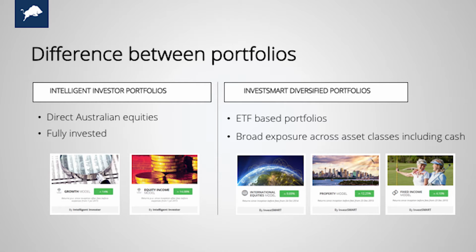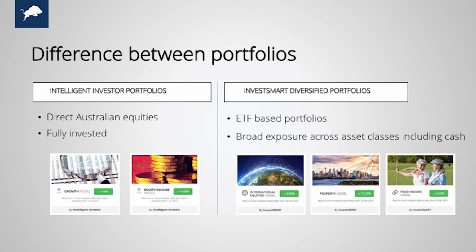With the Intelligent Investor portfolios, these are hand-picked stocks. They're direct Australian equities, and the portfolios typically are fully invested. By fully invested, I mean you'll generally speaking be holding around 95 to 97% equities. So you've a highly concentrated portfolio there.